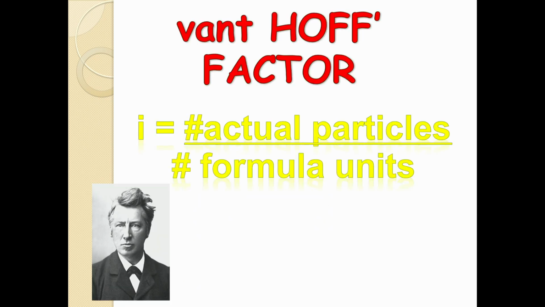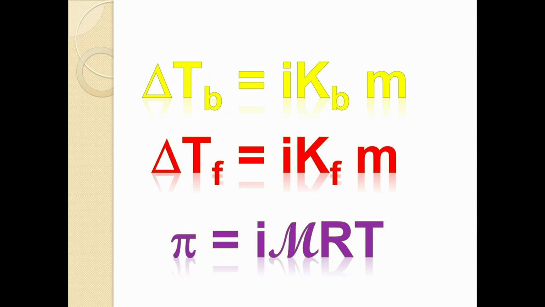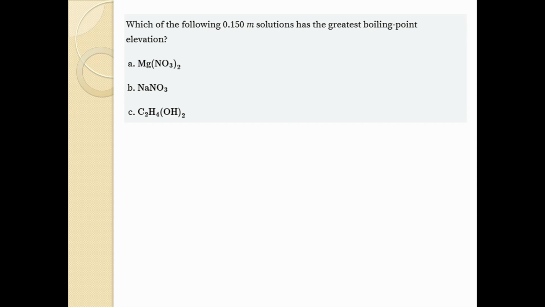And then my Van't Hoff factor is how many ions do I have there? So Mg(NO3)2, 1 Mg, 2 NO3s, so that's 3. NaNO3, Na is 1 ion, NO3 is a second, that's a polyatomic, so there's only 2 there. C2H4(OH)2, that has nothing in it but carbon, hydrogen, and oxygen, that is non-ionic, so 1.